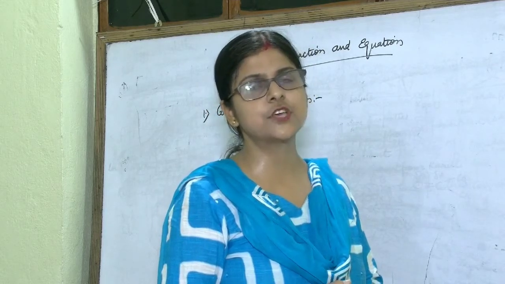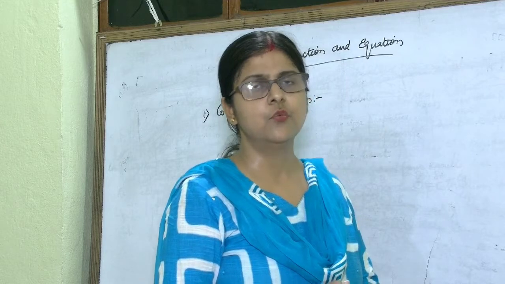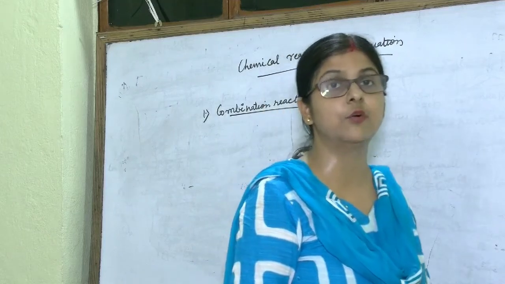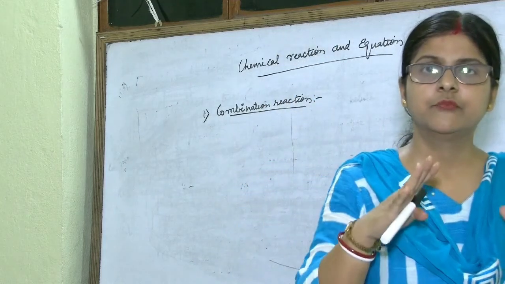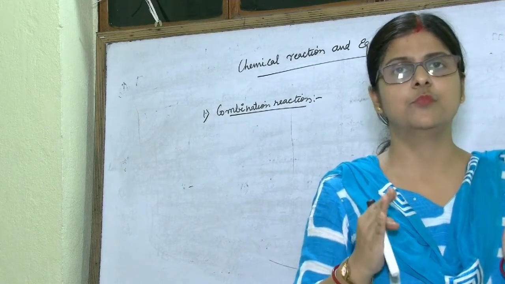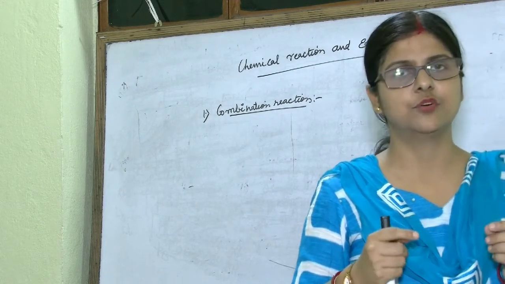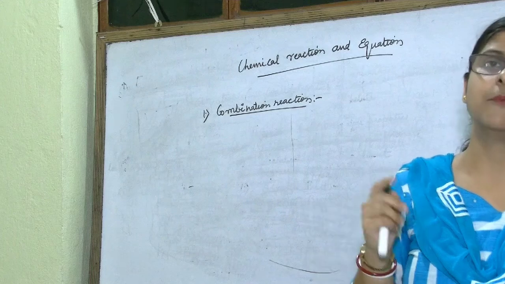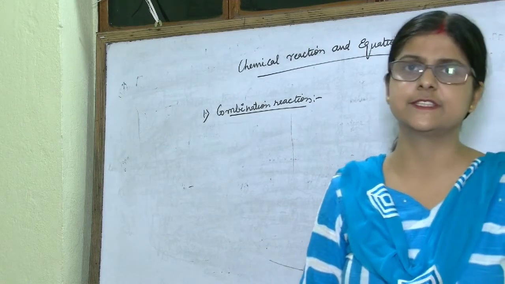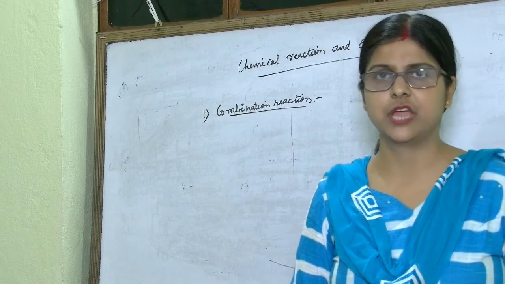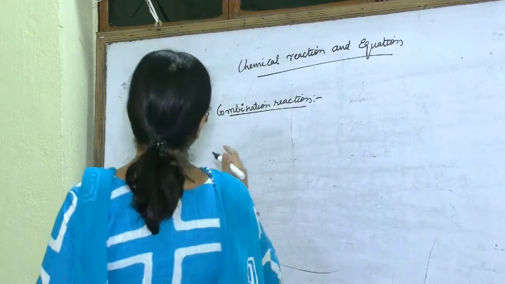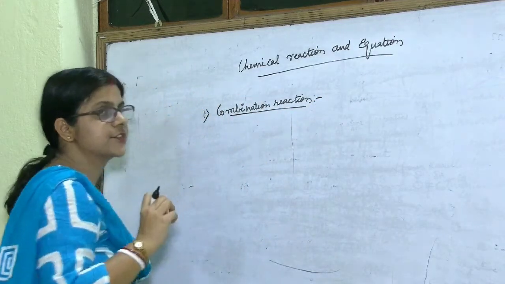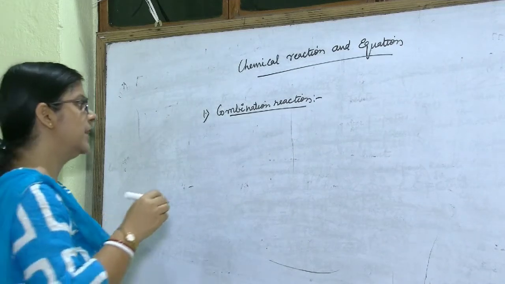It is the opposite of your decomposition reaction. What is decomposition reaction? When a single substance, or rather a compound, decomposes to give two or more new substances, then that is decomposition. And what is combination? When two or more substances are combining to form a new substance, then that is known as combination reaction. You can take up any example.